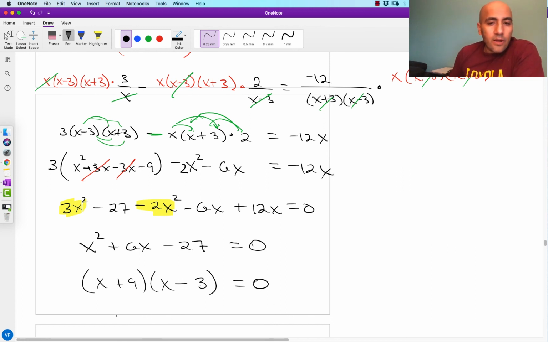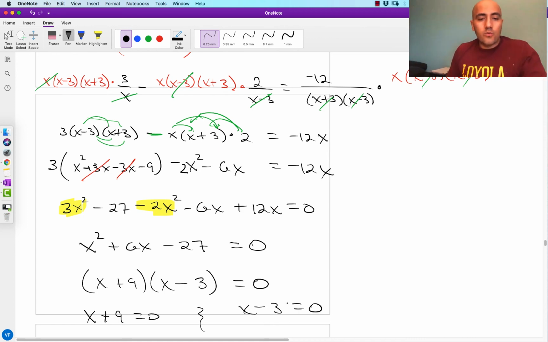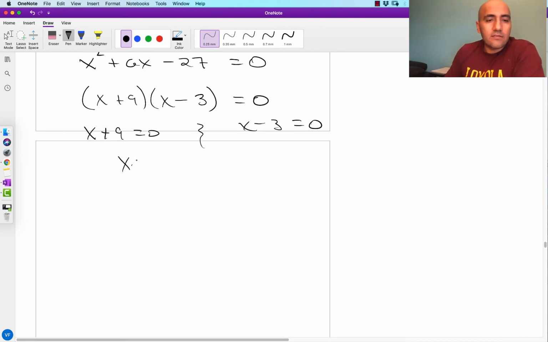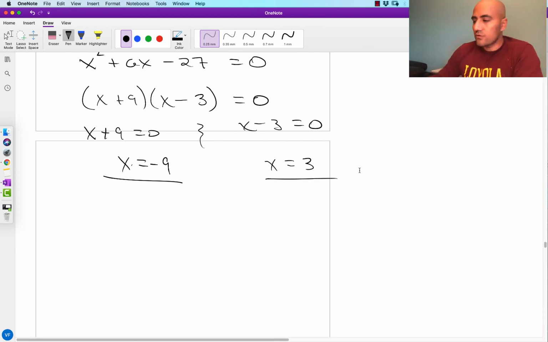Now by the zero product property, I know that this must mean that either x plus 9 equals 0 or x minus 3 equals 0. So we get two answers. Either x equals negative 9, that's one solution, or x equals positive 3 is another solution.